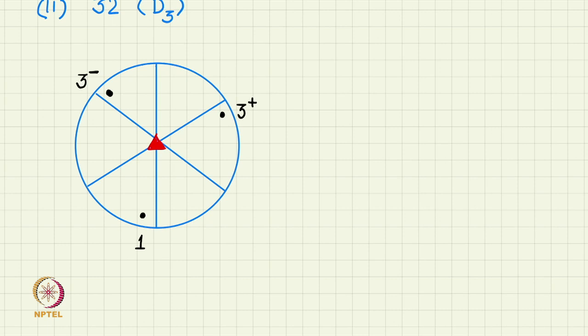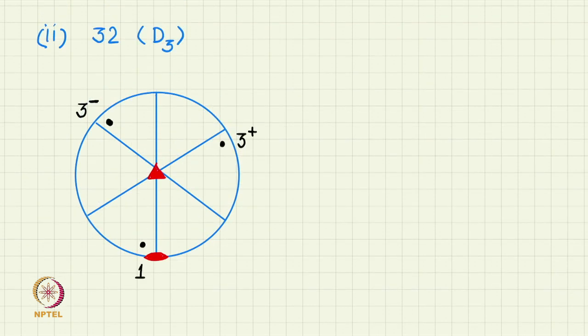To make the dihedral group, I introduce a two-fold axis, a horizontal two-fold axis which is perpendicular to the three-fold. So, I place it there. Now, this two-fold will rotate this general position and take it below the equatorial plane there.